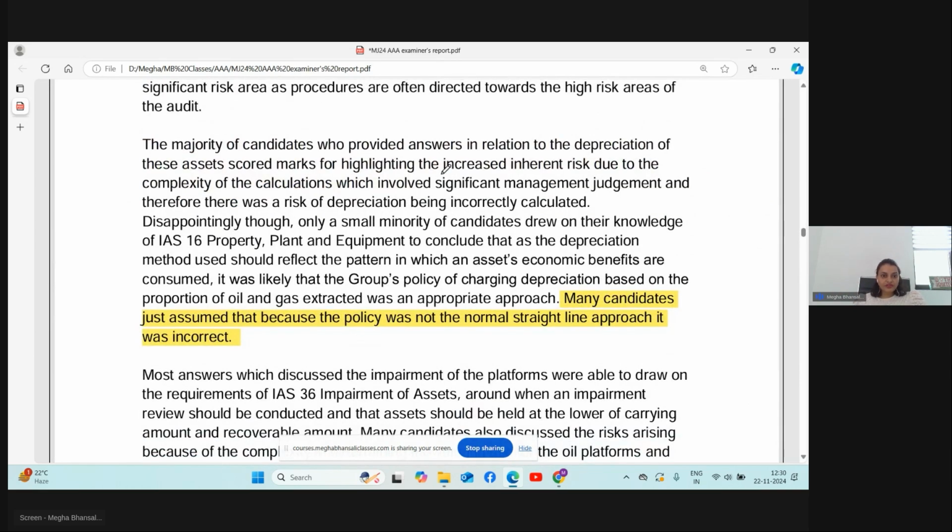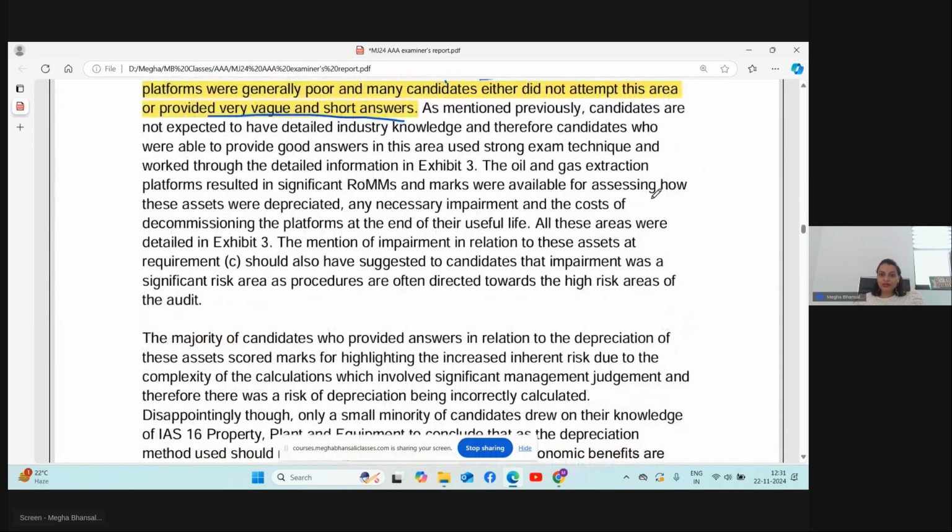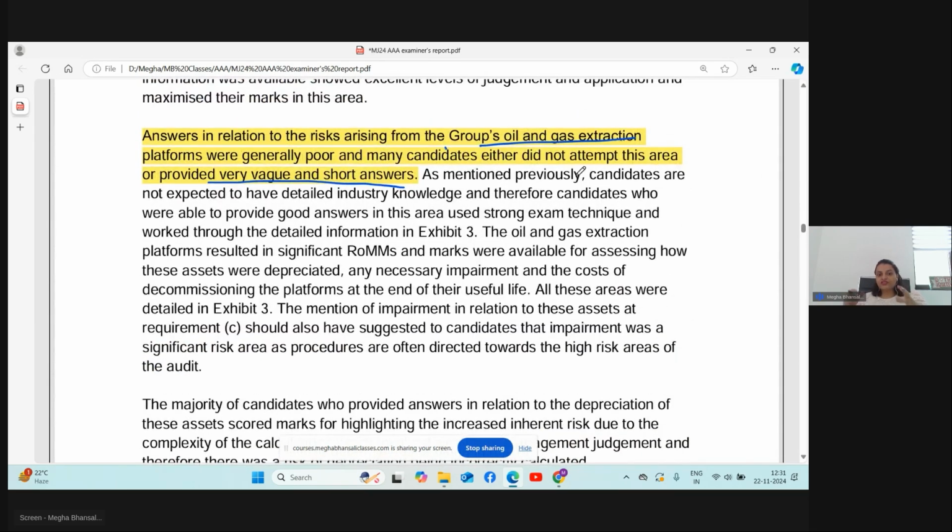So here they are saying, let's understand this. The majority of candidates who provided answers in relation to depreciation of these assets scored marks for highlighting the increased inherent risk due to complexity of the calculation, which involved significant management judgment. So in case of the oil and gas extraction asset that I have, depreciation is definitely a very high risk because I don't know what the useful economic life is. I probably have to do this assessment every year.